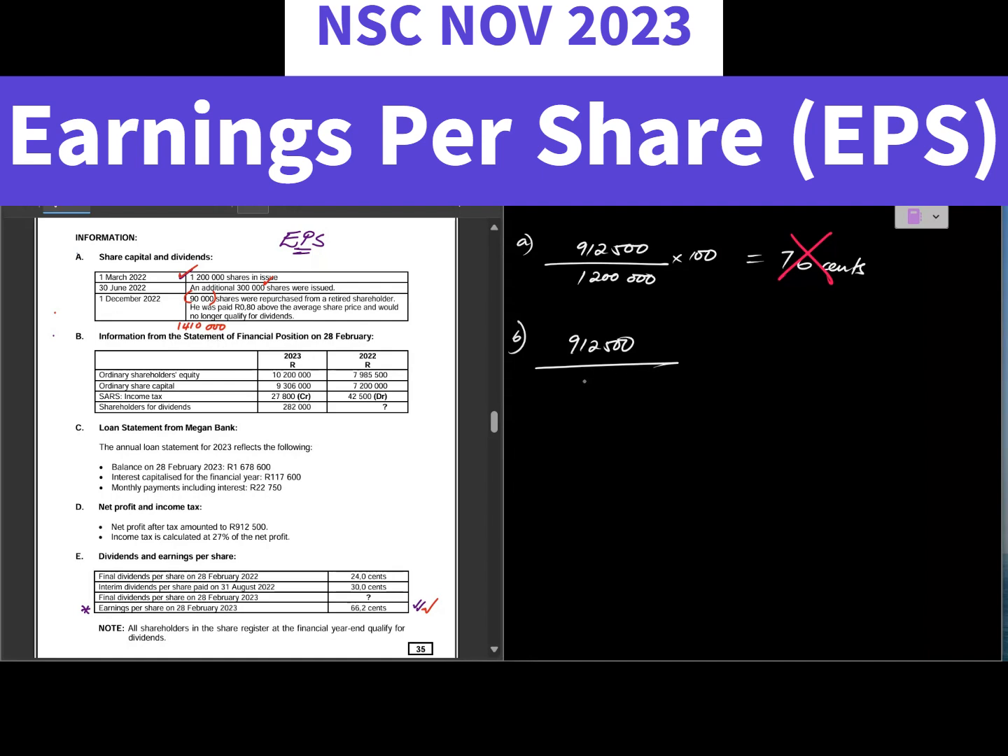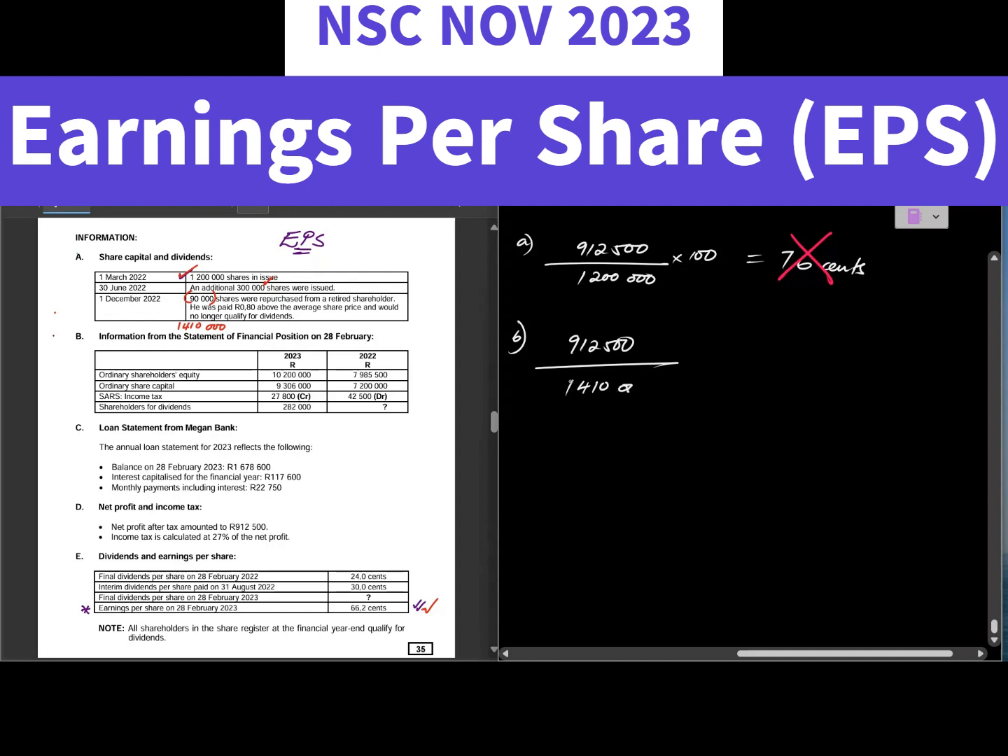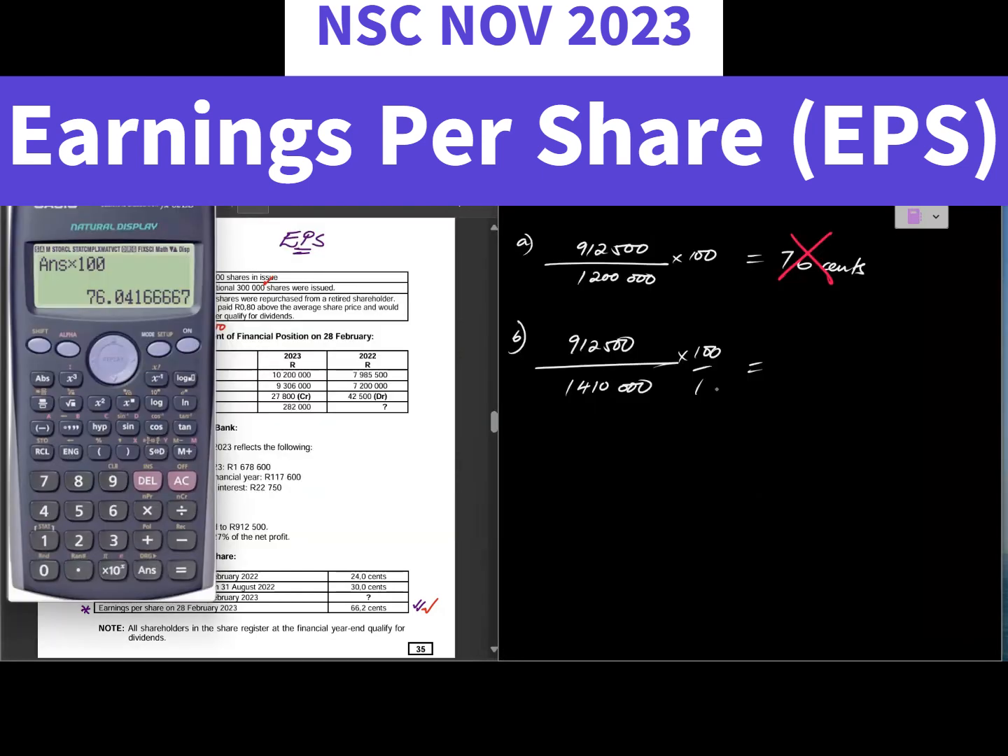So in this second option, we're going to divide it by 1,410,000 shares, which is the shares at the end, multiply by 100 over 1. We want to see, could option B be the right way to do it?